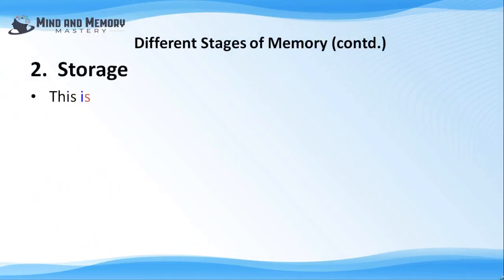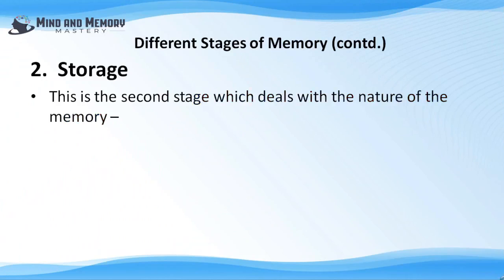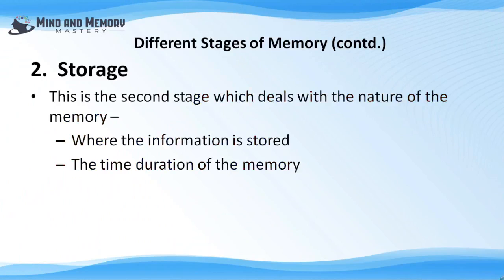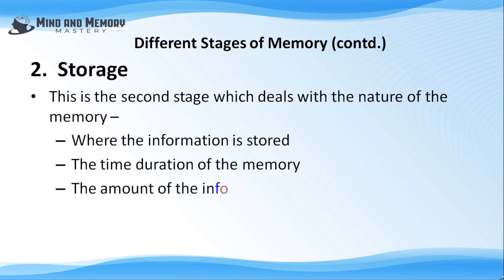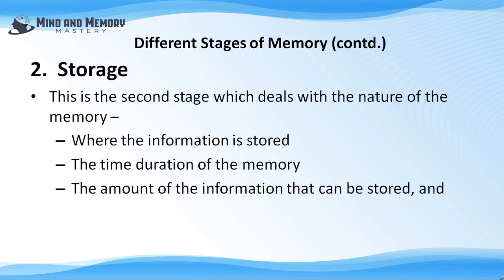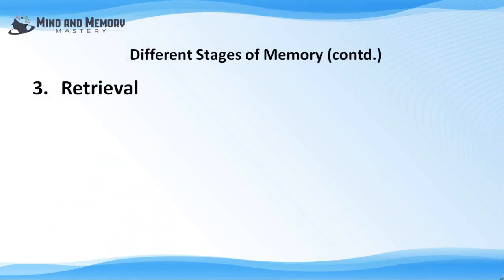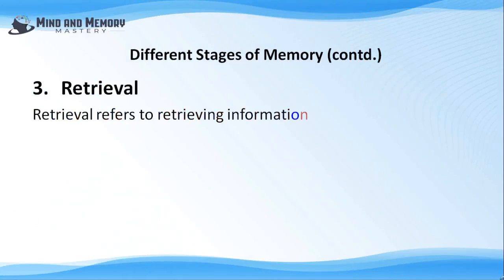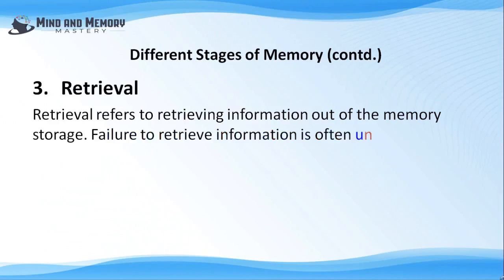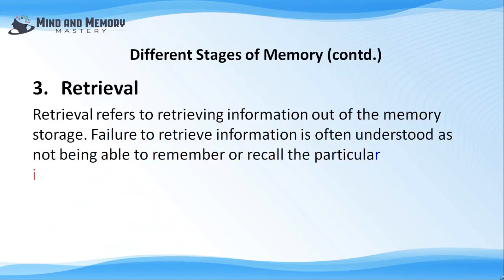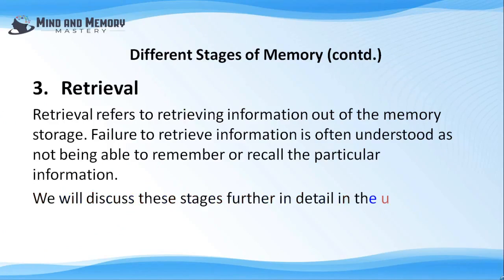Number 2. Storage. This is the second stage, which deals with the nature of the memory, where the information is stored, the time duration of the memory, the amount of information that can be stored, and the type of memory. Number 3. Retrieval. Retrieval refers to retrieving information out of the memory storage. Failure to retrieve information is often understood as not being able to remember or recall the particular information. We will discuss these stages further in detail in the upcoming training videos.